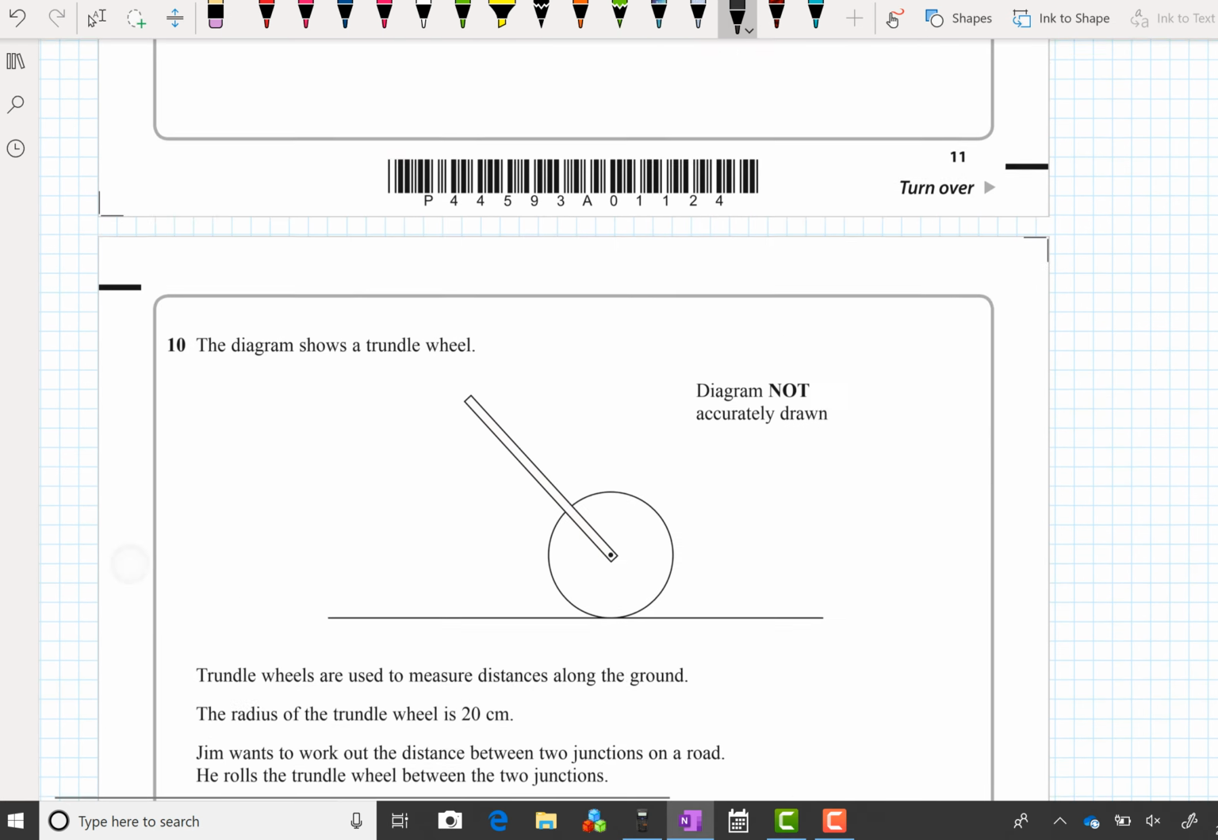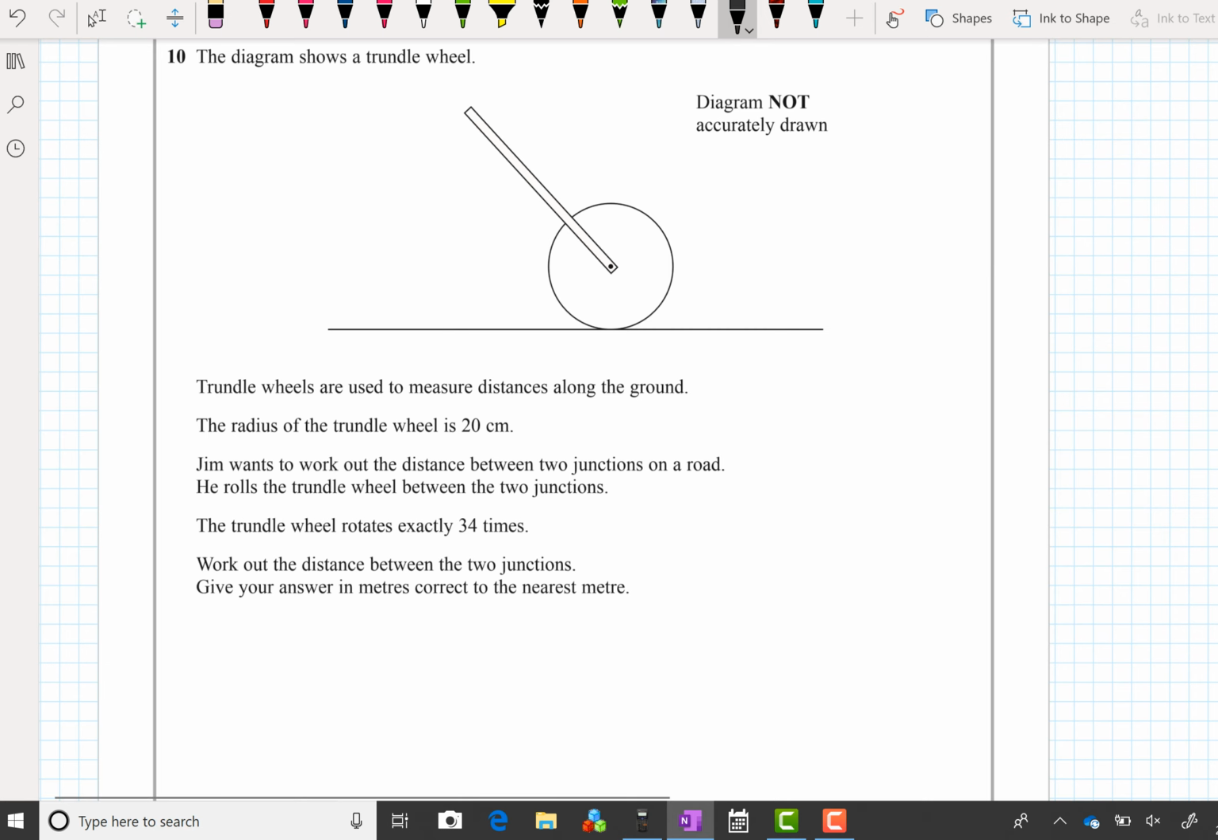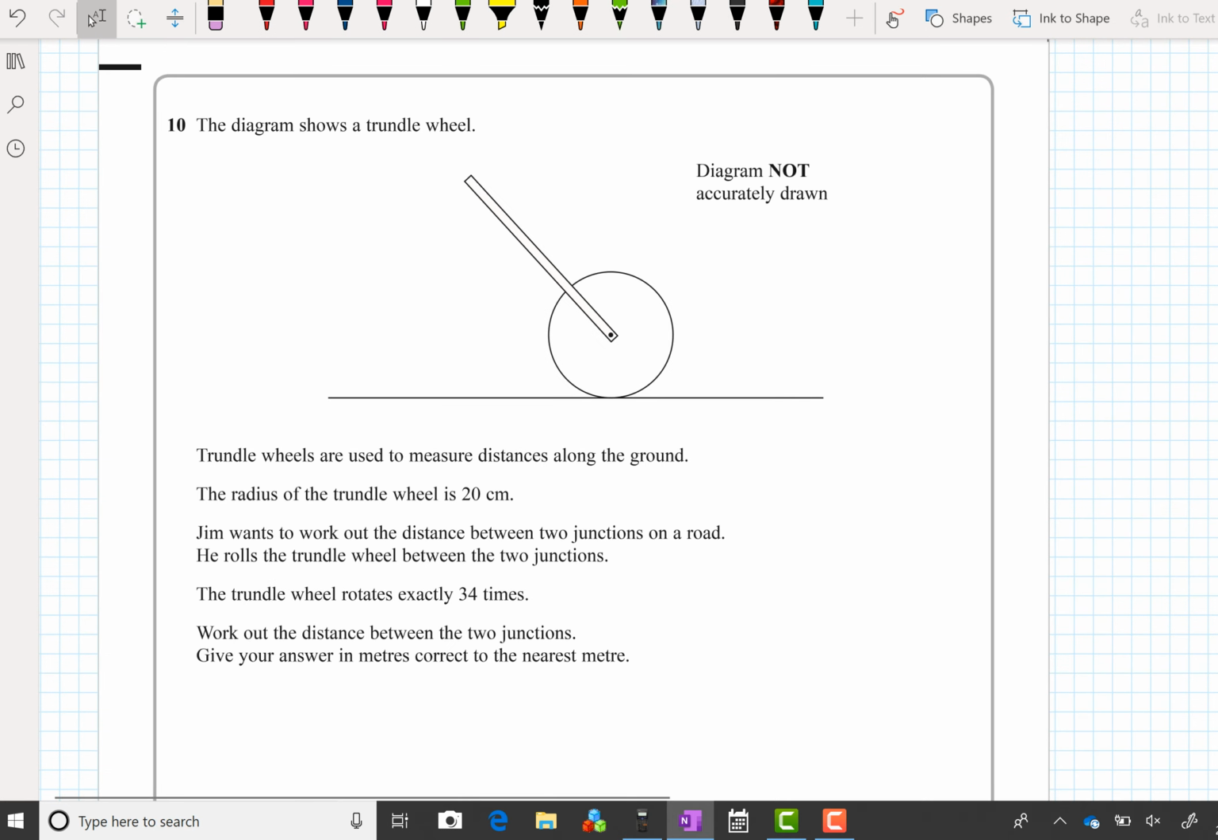Question 10: the diagram shows a trundle wheel. For those who don't know, that's the thing that you push along the floor to measure. Oh wow, it says it on the line there: trundle wheels are used to measure distance along the ground. I've used one of these before, mine was rubbish. Don't buy cheap. The radius of the trundle wheel is 20 centimetres, worth putting on there. 20 cm, radius, middle to the edge.